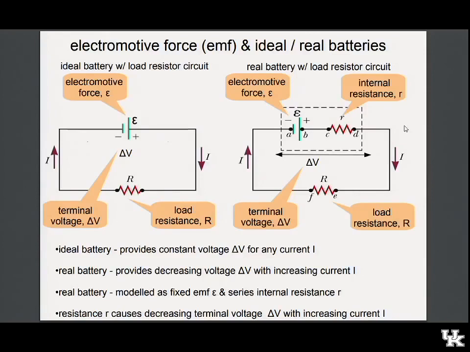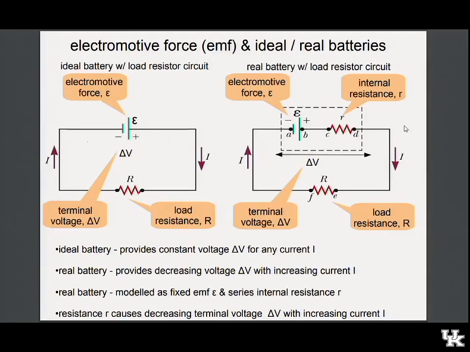Now, in these two diagrams, there's some quantities that I want to introduce. So there's the EMF. This symbol epsilon is the EMF, the electromotive force for the battery. Here it is for the ideal battery. Here's the EMF, epsilon, for the real battery. And then there's also some resistors in these circuits.